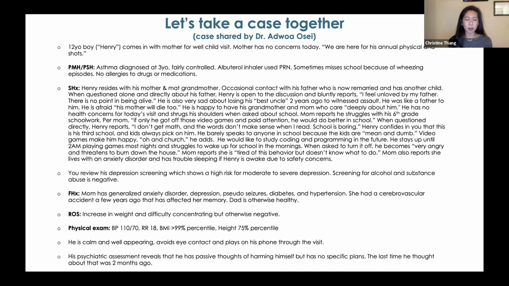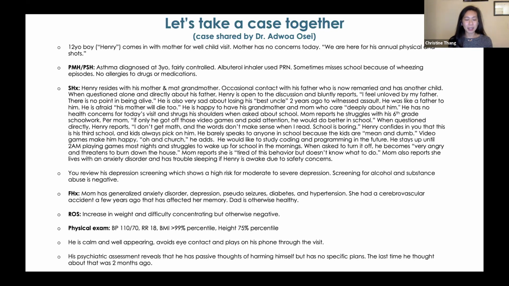The review of systems is notable for increase in weight and difficulty concentrating, but nothing else really stands out. His blood pressure is normal. His BMI is in the 99th percentile. He's been obese. His height's at the 75th. On your exam, he's calm and well appearing. Like most teens, he avoids eye contact and is playing on his phone throughout the visit.